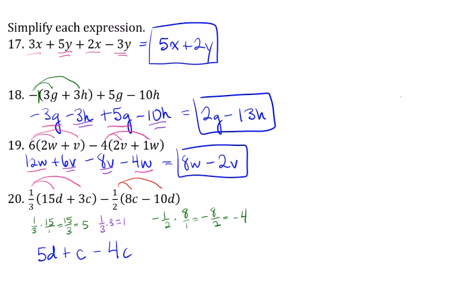I'll do the same thing with the negative 1/2 and the negative 10d. So negative 1/2 times negative 10. So put a 1 underneath. Negative times a negative is a positive. 1 times 10 on top is 10. 2 times 1 is 2. 10 divided by 2 is 5. So we get plus 5d. All right, and then we can combine like terms. 5d plus 5d, 10d, and c minus 4c is negative 3c.